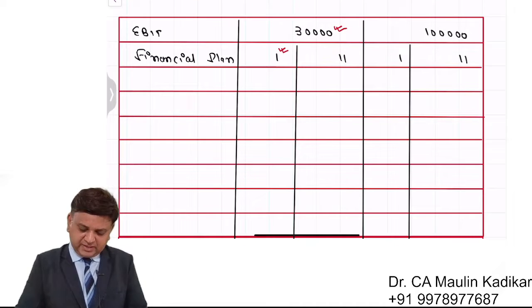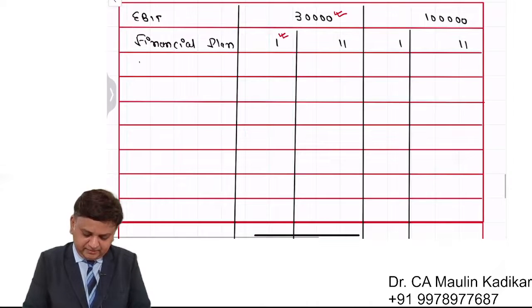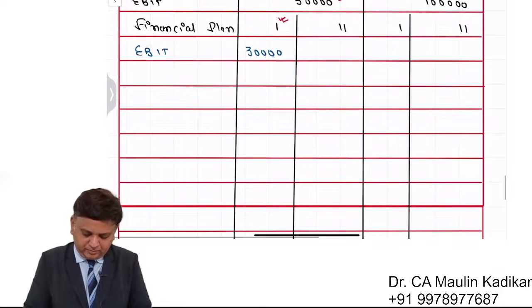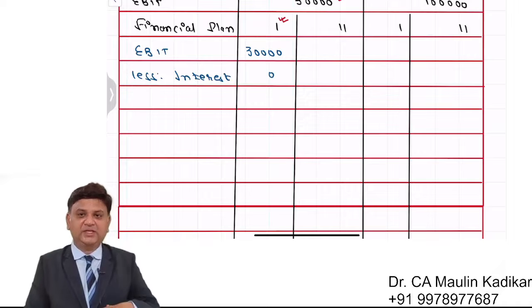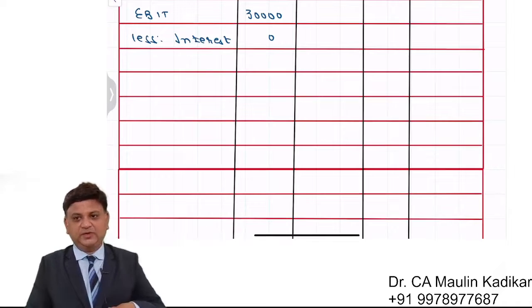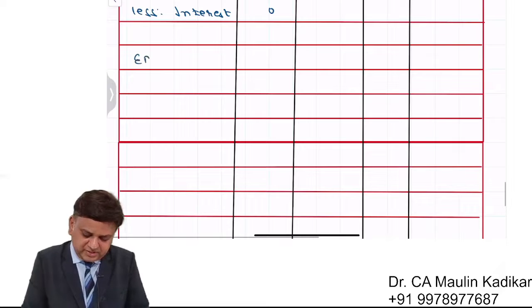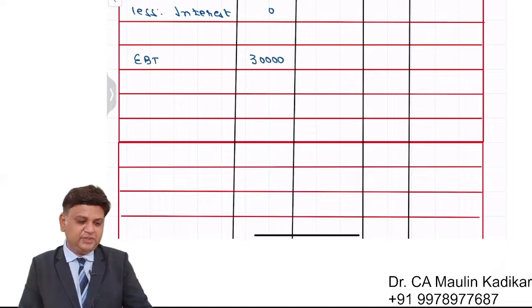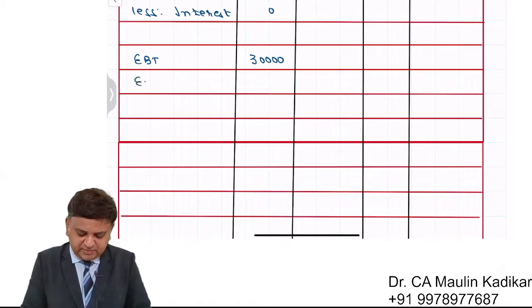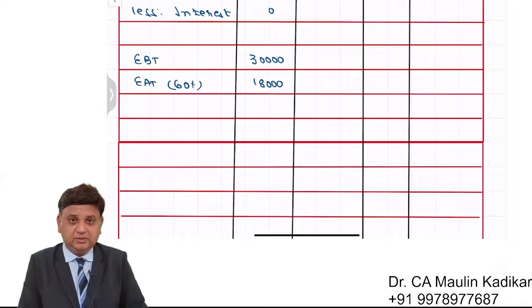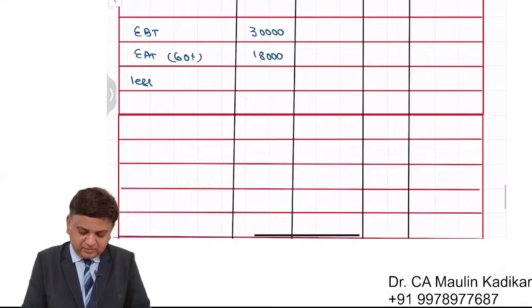So friends, we have to start the working like this. EBIT is 30,000, less interest. In case of plan 1, it is 0. Why? Because it is an unlevered plan. I request all of you to write down the answer along with me. Earning before taxes is 30,000. Income tax rate is 40%. So earning after taxes is 60%, that is 18,000. Less preference dividend.